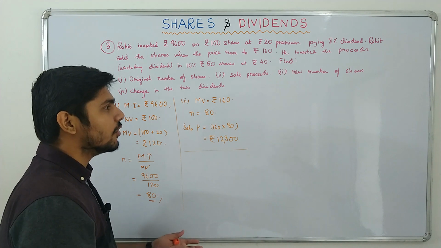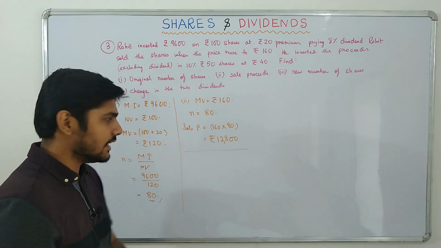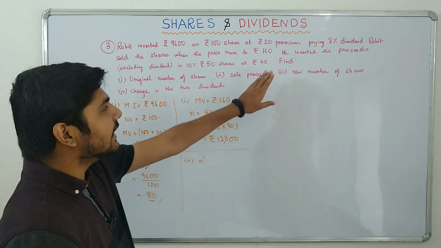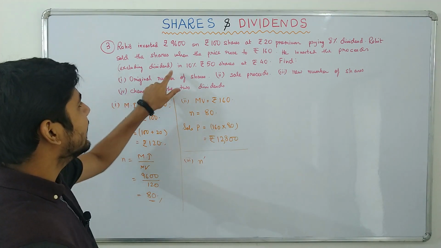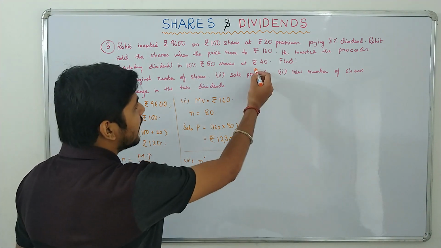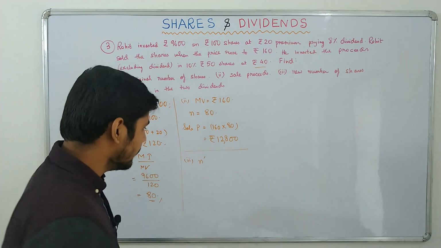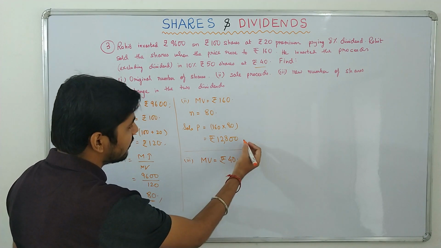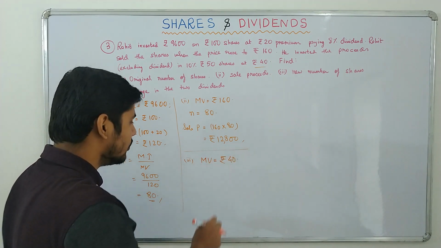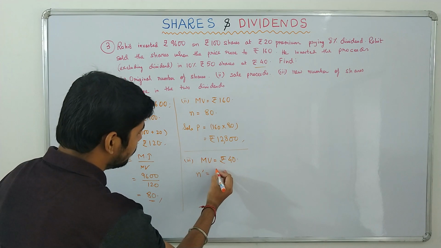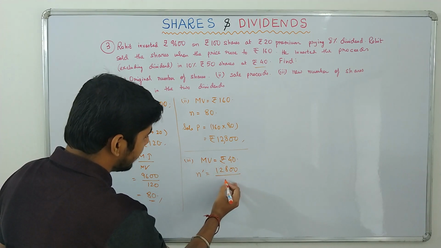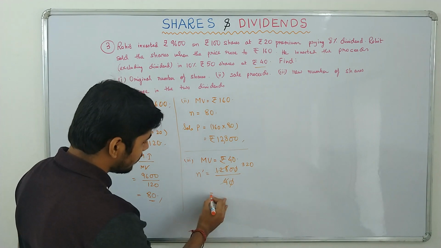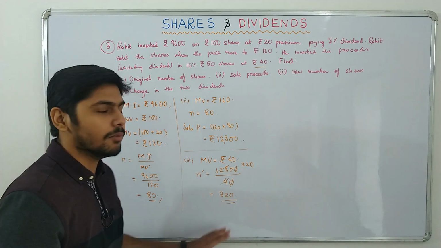Number 3, we have to calculate the new number of shares. That means it is now referring to the second transaction. So number 3, new number of shares N dash. We can see that he invested the proceeds excluding dividend in 10% rupees 50 shares at rupees 40. So the market value in the second transaction is rupees 40, and we have already calculated the total sale proceeds, which is 12,800. So number of shares is equal to the sale proceeds, 12,800, divided by the market value, 40. So how much do we get? It's 320. So 320 is the new number of shares.